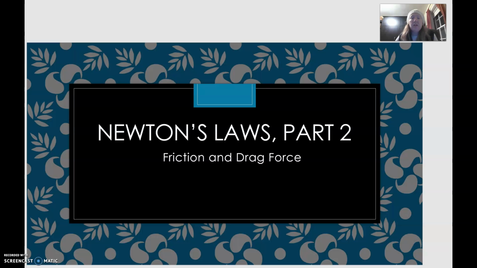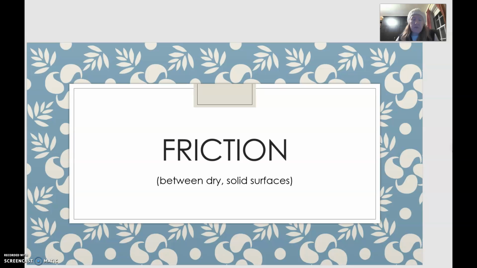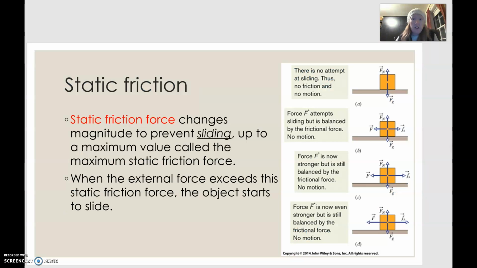Okay, today we're going to cover friction more in depth and the two kinds of friction that we can solve for with a simple model. We're focusing our model on friction between dry solid surfaces. So let's start off with static friction.